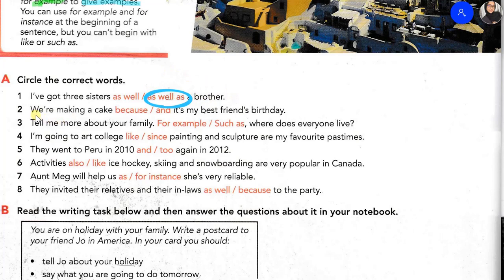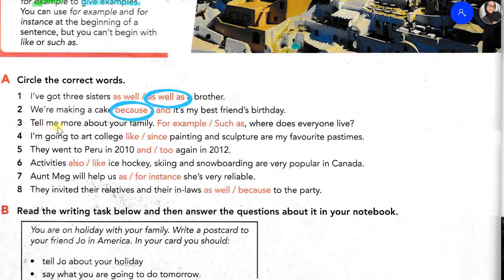Alright, second, we're making a cake because and it's my best friend's birthday. We're making a cake and it's my best friend's birthday. And is when you want to add in another information. We use because to give reason. So in this sentence, you're making a cake because it's your friend's birthday. The reason why you're making a cake is because it is your friend's birthday.